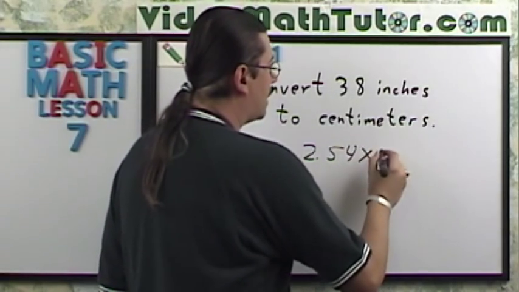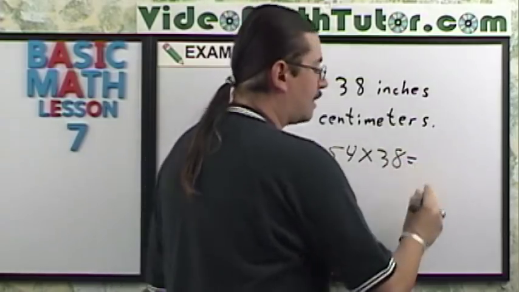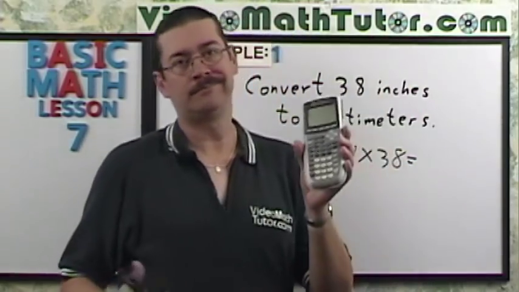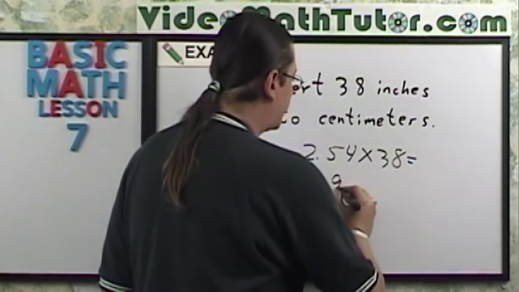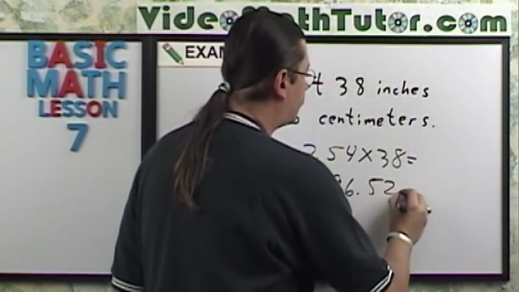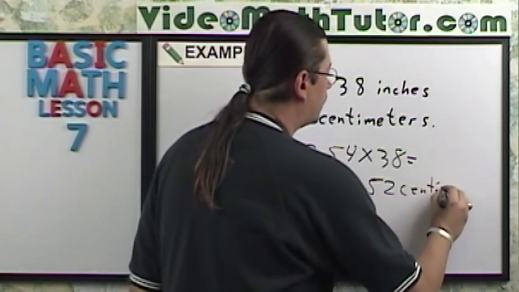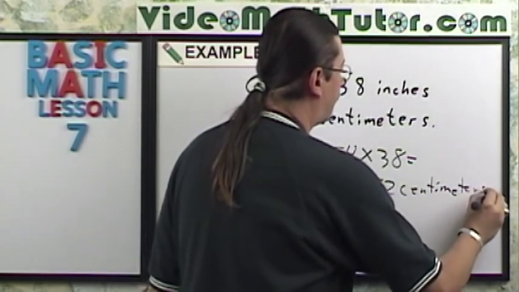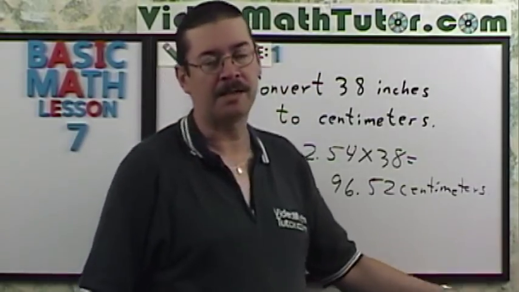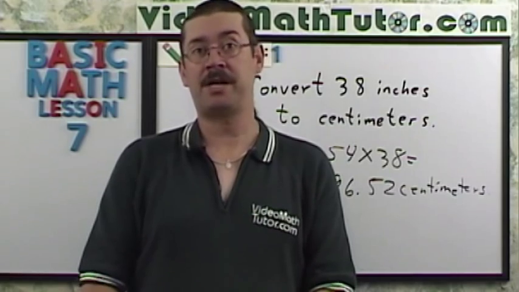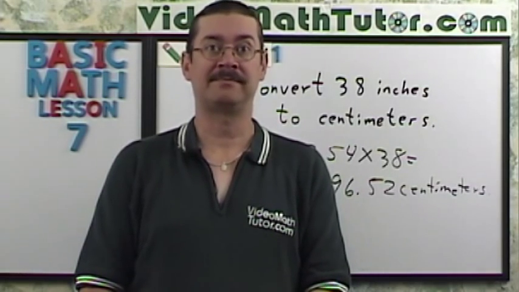2.54 times 38. And again, you can just use a calculator or do it by hand, and you'll get an answer of 96.52 centimeters. Now, it's a little cumbersome to keep writing centimeters all the time, so now let's take a look at the abbreviations for all these units of measurement.